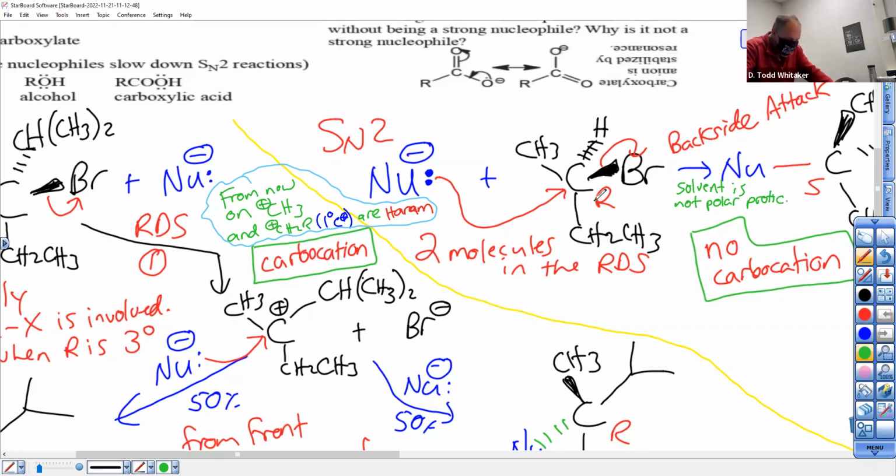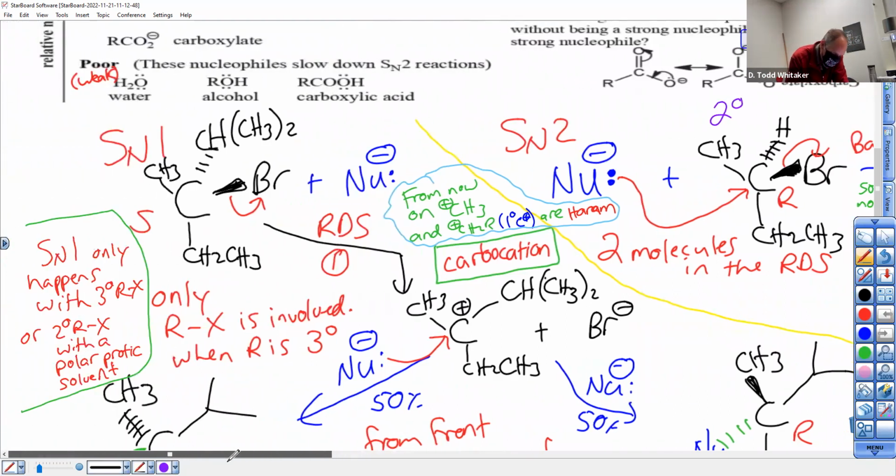So if you have a secondary carbon, SN2, if you have any solvent that's not polar protic. Tertiary, you're going to have SN1 no matter what. Secondary, you would have SN1 only if you had a polar protic solvent. That's a lot. Let's finally do this activity.